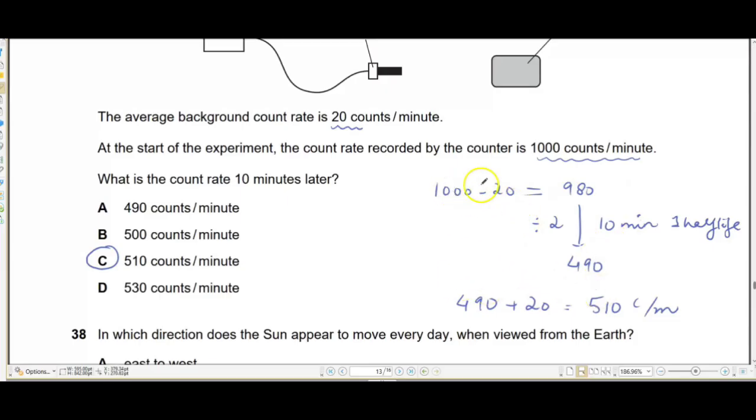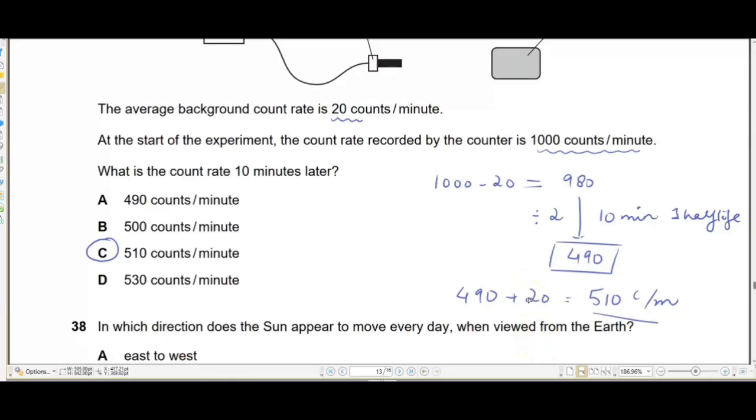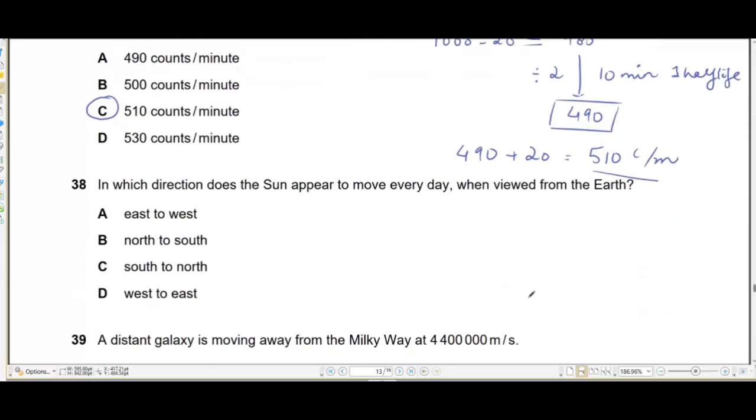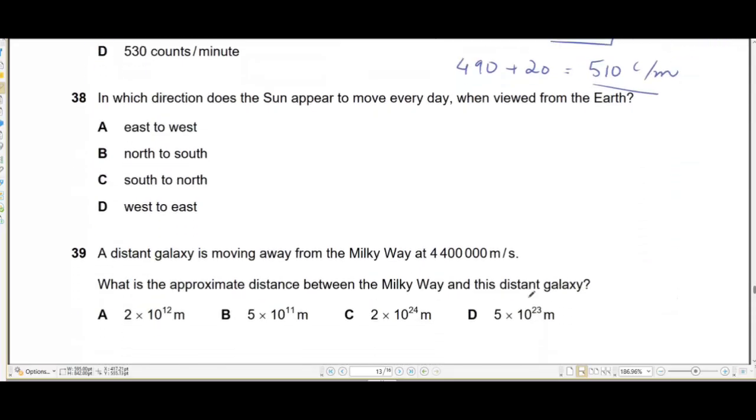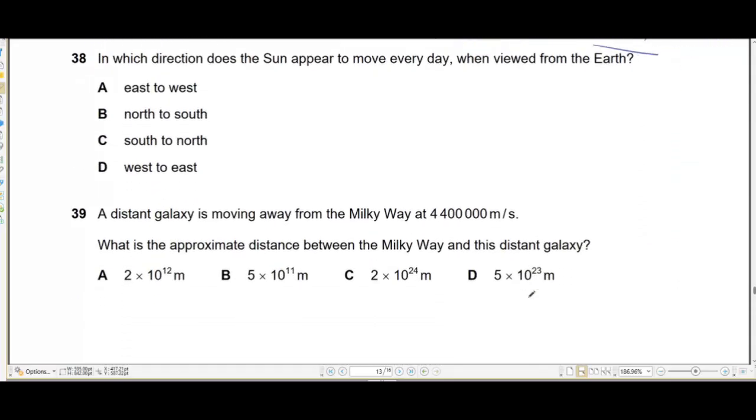First, we have to take out the background count from the reading. Then we have to go on with the half-lives, whatever time or half-lives they've provided us. And when we've reached our answer, we have to add back the background count rate and then reach our final answer. Okay? So if you have any confusions in this, kindly go to the topic of half-life, and there you will have everything that you need to know about this process.